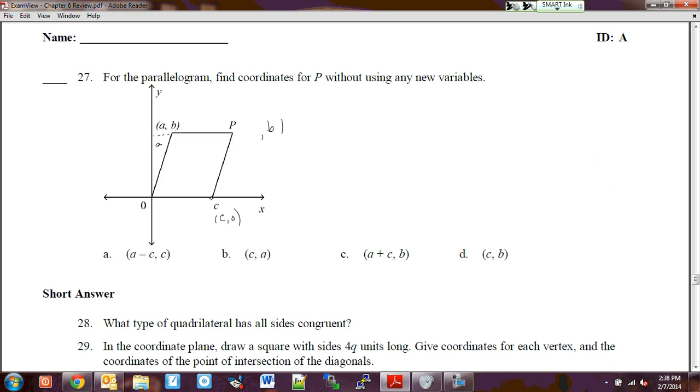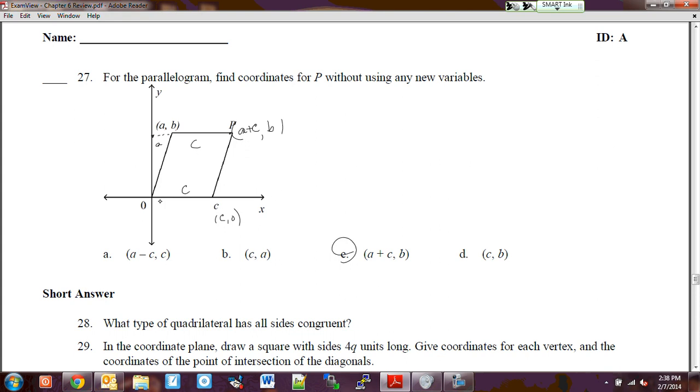We know the distance from here to here is C. So that means since this is a parallelogram, we know the distance from here to here is also C. So that means the distance from the y-axis out to P is going to be A plus C. And of course, it has a height of B. So the answer is A plus C, comma, B.